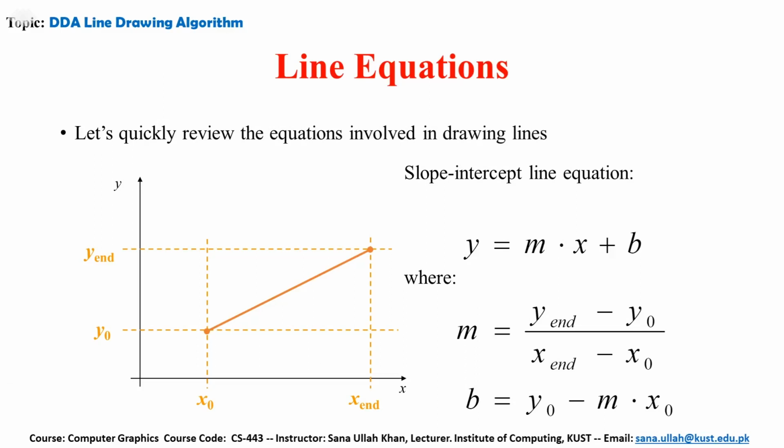Quick review of the line equation, which is also called the slope-intercept line equation: y is equal to mx plus b. This means the y coordinate depends on m, the slope, and x and b, which are arbitrary values. So the y coordinate will be calculated from this equation. m is equal to y end minus y naught divided by x end minus x naught, where y end is the end point and y naught is the initial point, and likewise for x. So b is equal to y naught minus m times x naught.